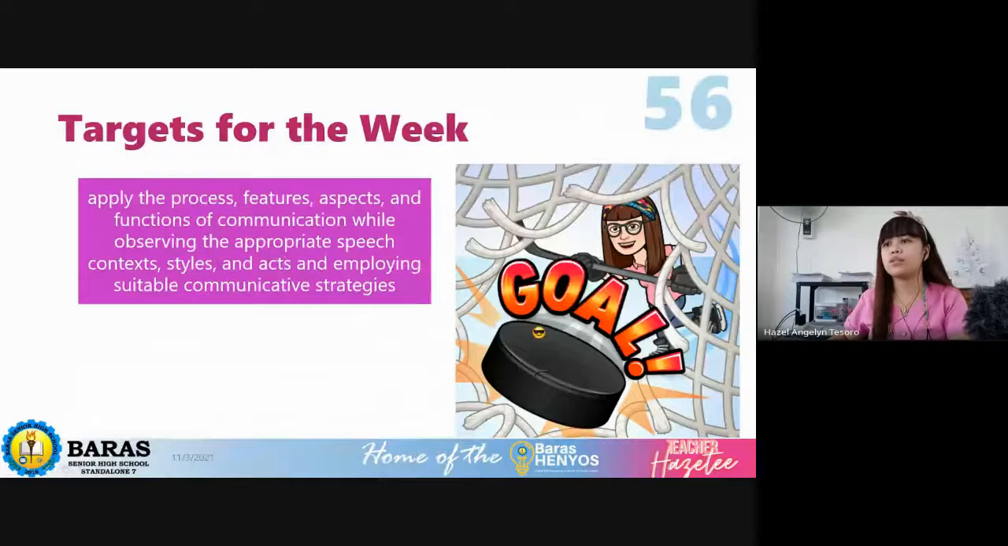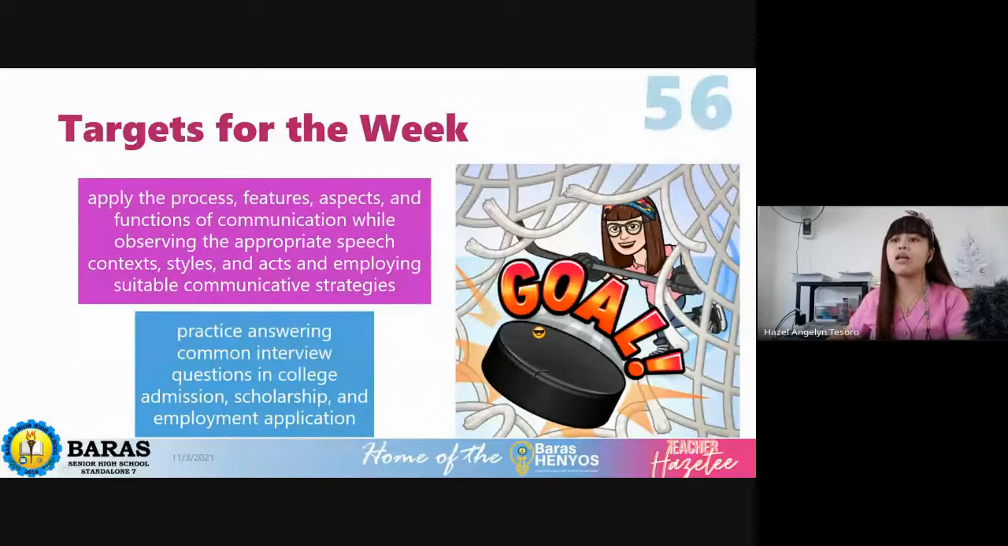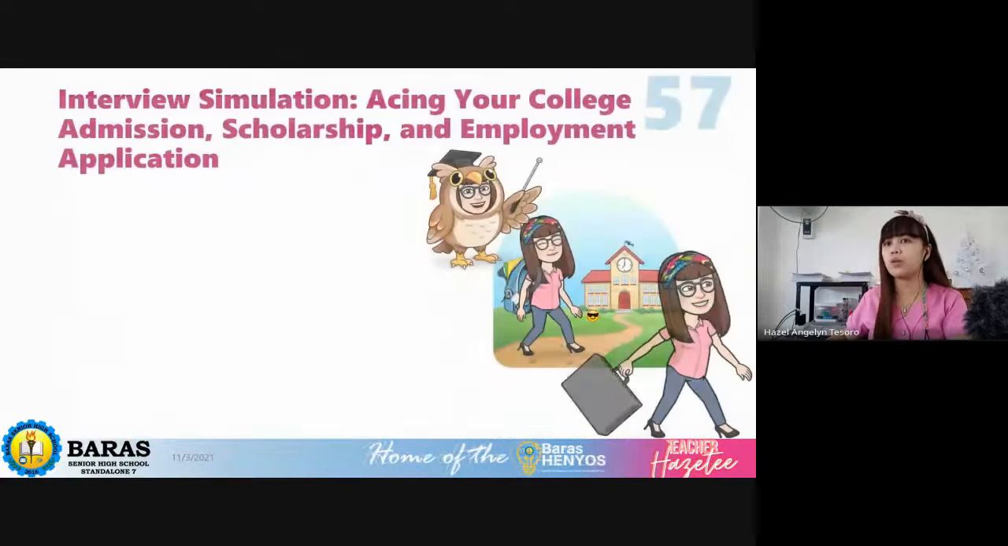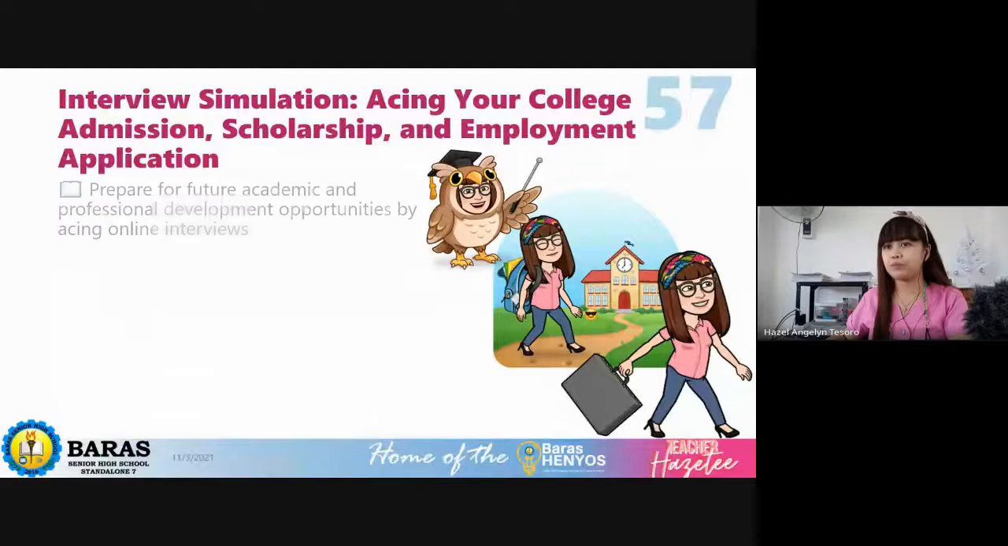So, the second target is to practice answering the common interview questions in college admission, scholarship, and employment application. So, those are two targets for this week. And this is of course to prepare you for your future academic and professional development opportunities by being able to ace online interviews.